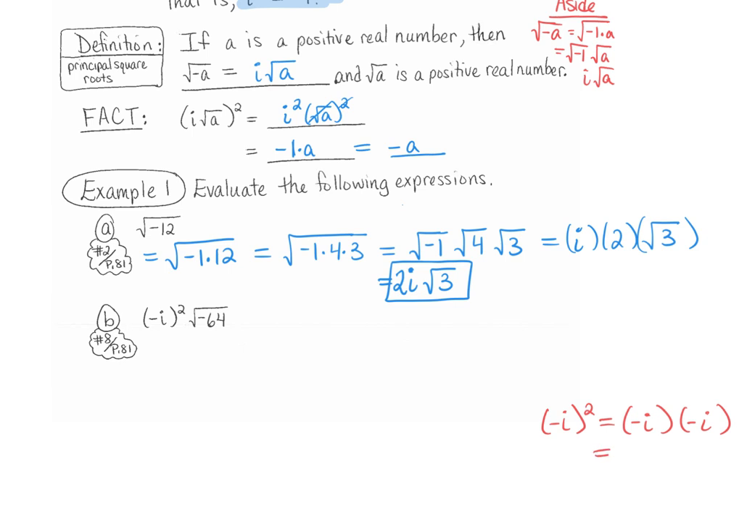I agree with that so far. i times i is i squared. Oh, that's i squared, not i, yes? Well, i squared is what? -1. So this is -1. So (-i) quantity squared is what? -1. So here, this is equal to -1, times what?